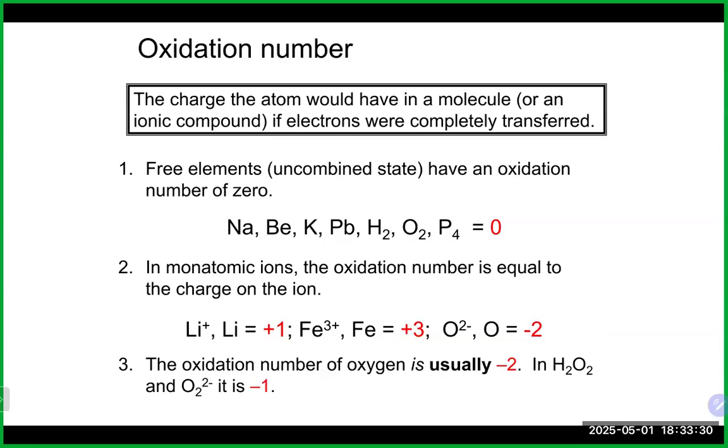So the first rule is that any element that's by itself, uncombined, will have an oxidation number of 0. If you have just an ion, like I had earlier, iron 3 and iron 2, whatever the charge of that ion is is also its oxidation state.